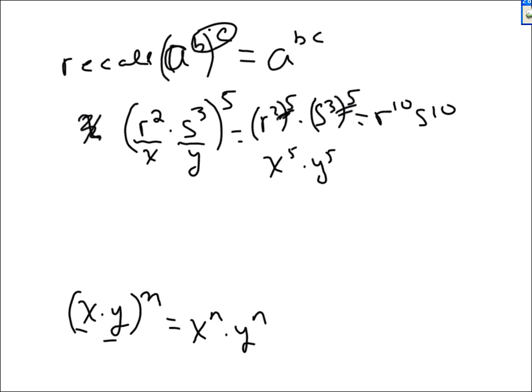Now, question is, could we have gotten to the end a little bit quicker? Could we get to that end a bit quicker? The answer is yes. 5 times 2 is 10. 5 times 3 is 15.